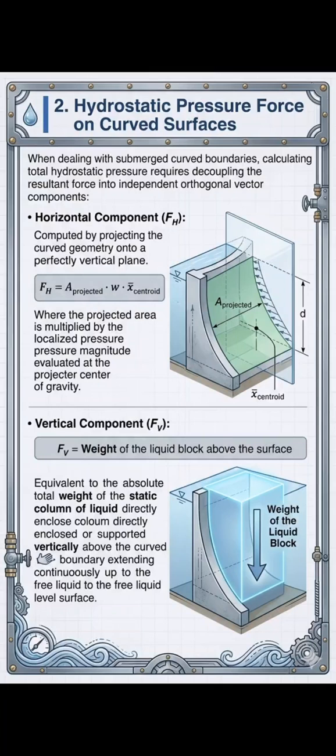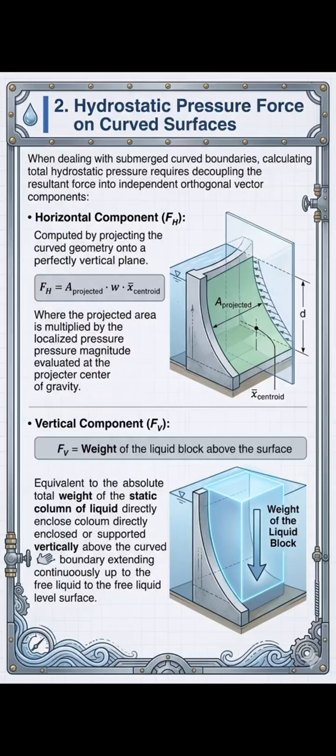Hydrostatic pressure force on curved surface. When dealing with submerged curved boundaries, calculating total hydrostatic pressure requires decoupling the resultant force into independent orthogonal vector components. Horizontal component Fh is computed by projecting the curved geometry on a perfectly vertical plane. Fh is equal to A projected into W into x bar centroid, where the projected area is multiplied by the localized pressure magnitude evaluated at the projected center of gravity.